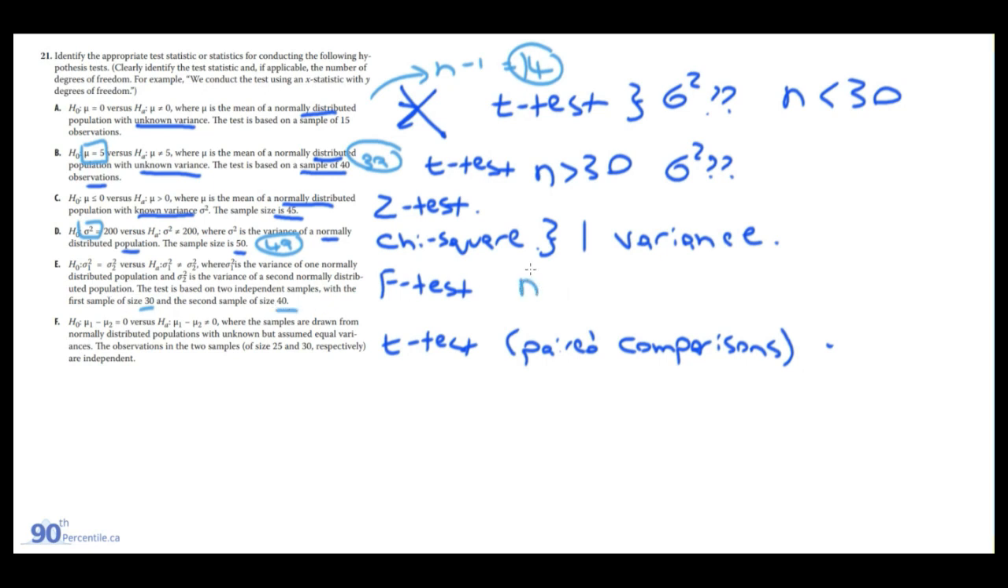So DOF 1 is equal to 30 minus the one parameter, so 29. And DOF 2 is the second sample size, so 40 minus the second parameter, so 39.